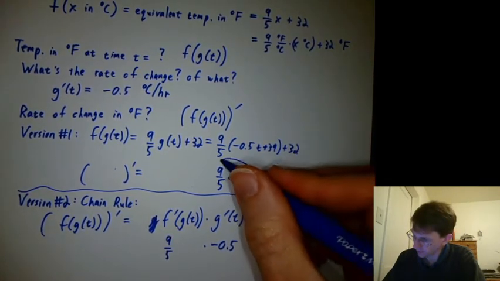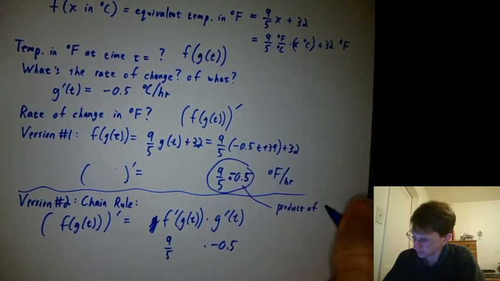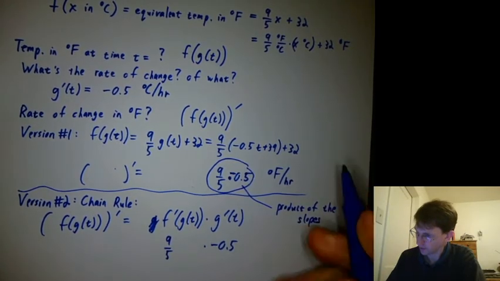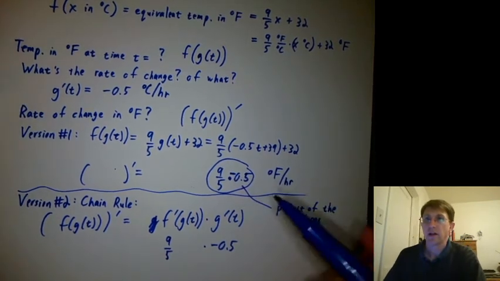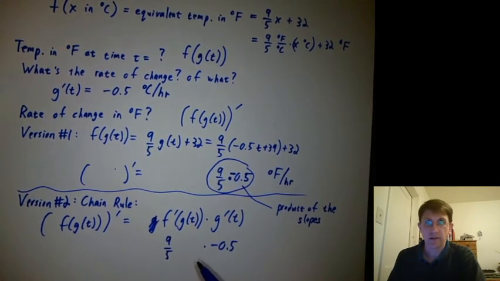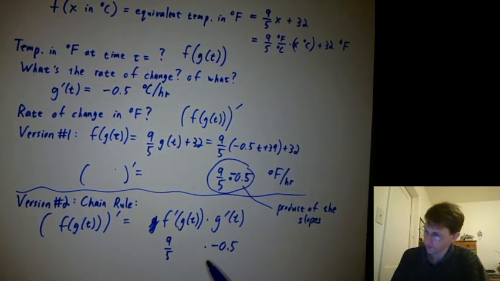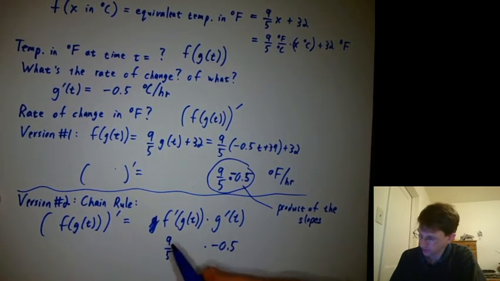One thing to notice about this is that it's the product of the slopes. One of the slopes was negative 0.5, the other was 9/5. Another way to think about this is, it turns out to be the product of the slopes. Let's take a sec to think about that. All right, and then what can we say about this?